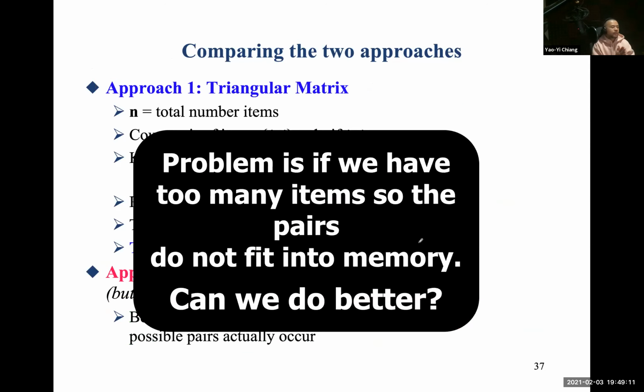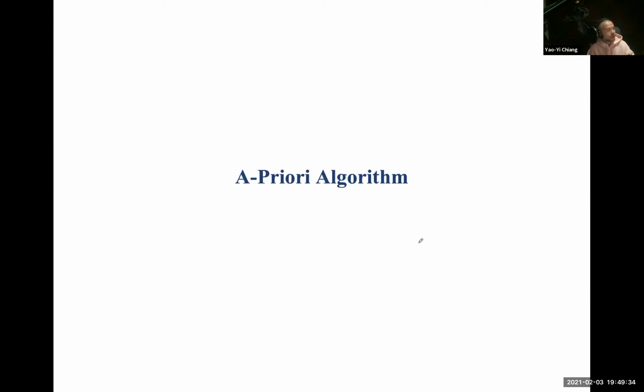So now you have some understanding about the data structure that we are going to use to store your counter. But what if we just have too many items that we need to count, and the pairs, either the triangles or your triples or these key-value pairs, cannot fit into your main memory? Can we do better? We can. That's your a priori algorithm. This is a very popular algorithm, and we're going to talk about it next time.